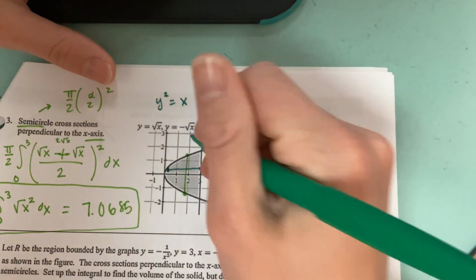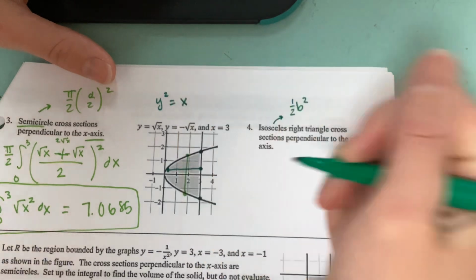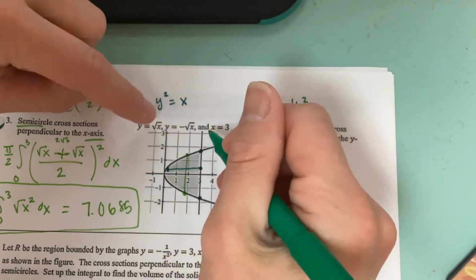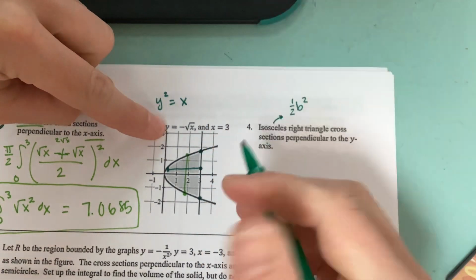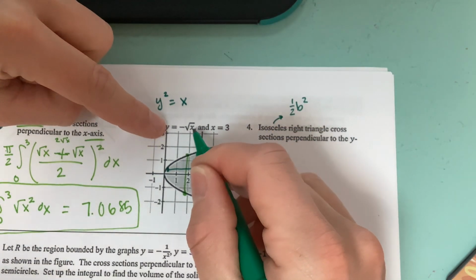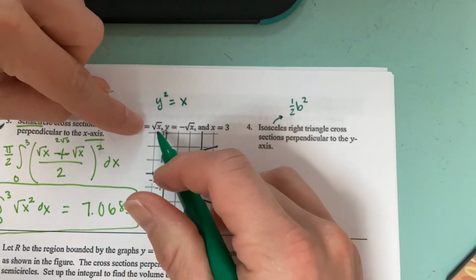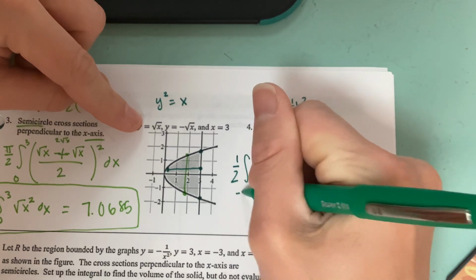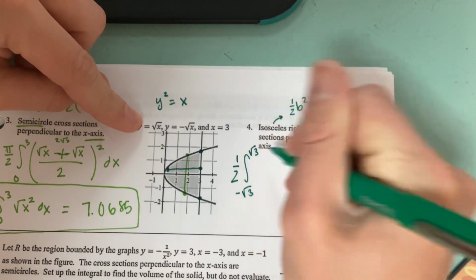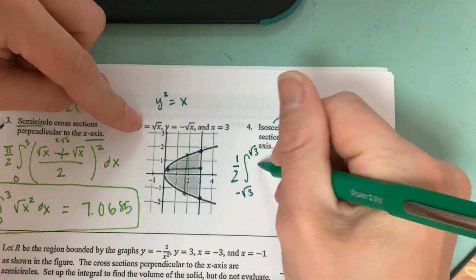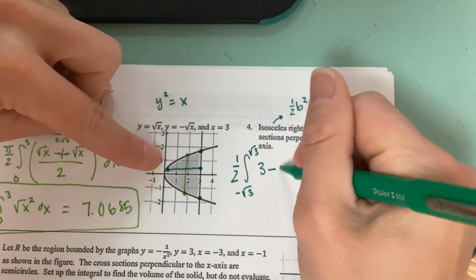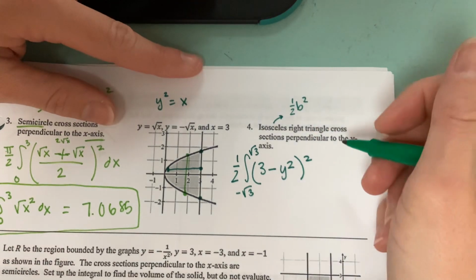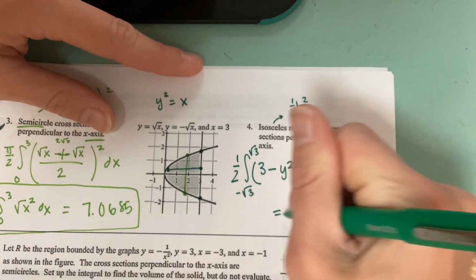So I'm going to take my bounds. Oh, I need to figure out what these bounds are. When you plug in 3 into that function, you get negative square root of 3 and positive square root of 3. So that's what your bounds are going to be. The 1/2 is going to go in the front, negative square root of 3 to positive square root of 3. The right function is 3, minus the left function, which is y squared, and all of this is being squared because of the area formula, dy.